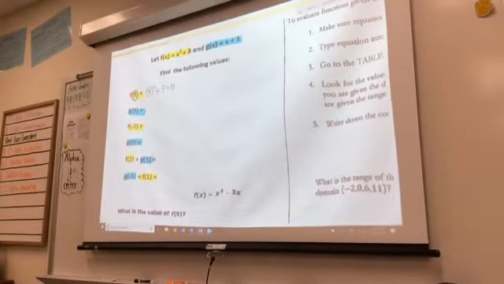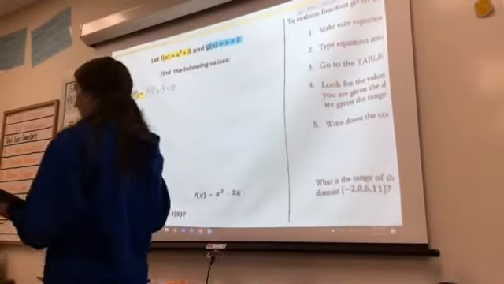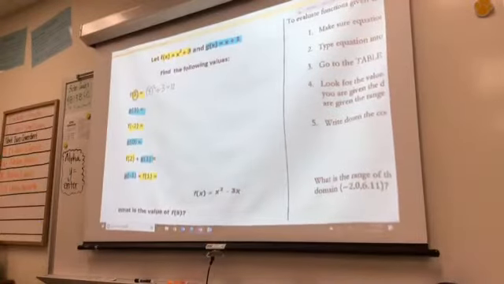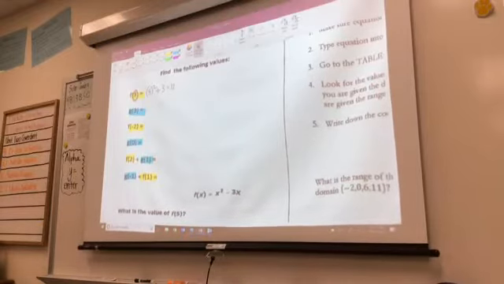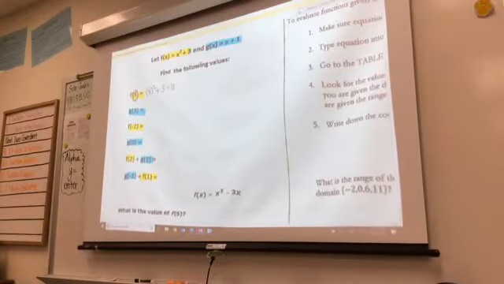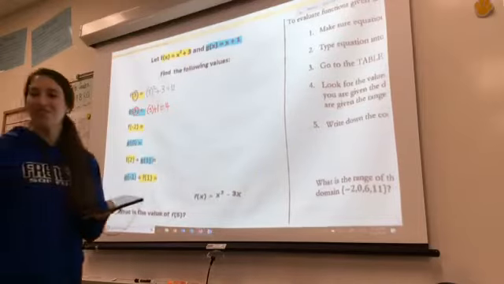What was your x in this situation? 3. What was your y? 12. So, what is my second number asking me to use? X plus 1. But instead of writing x, I'm going to write 3. So I've got parentheses 3 plus 1. What does that give me? 4.